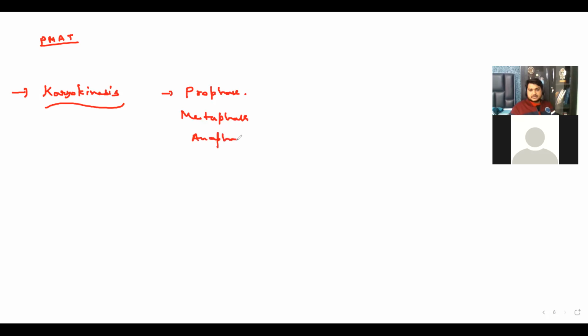So now if I talk about both the things, firstly karyokinesis, which means nuclear division. Nuclear division is divided, and you have to remember PMET, like the pre-medical entrance test. It is divided into prophase, metaphase, anaphase, and telophase.